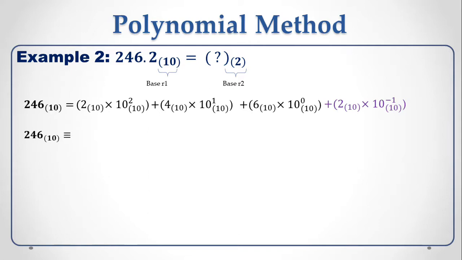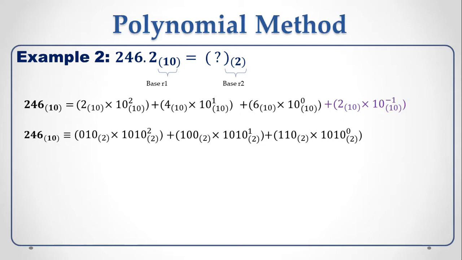Further representing the same with the base R2 system, 6 can be represented as 110 and 10 can be represented as 1010 in binary to the base 2. Similarly, 4 as 100 to the base R2 into 1010 to the base R2. And 2 can be represented as 010 into 1010 to the power of 2. And the fraction part is represented as 010 into 1010 to the power of minus 1 to the base R2.